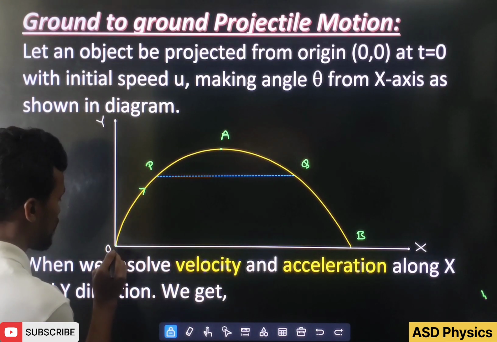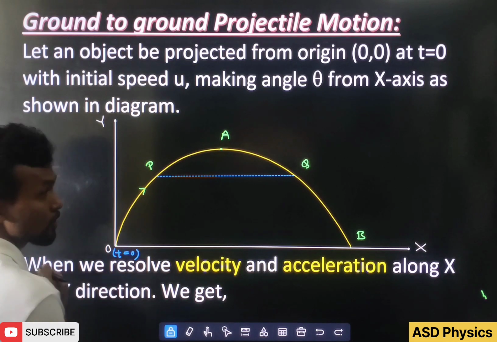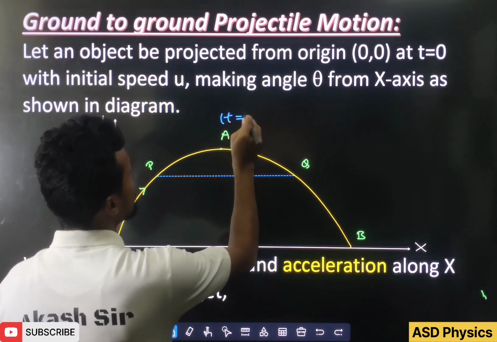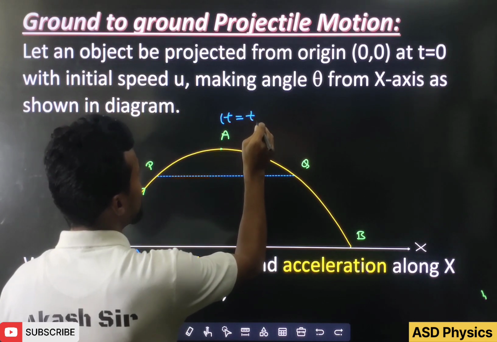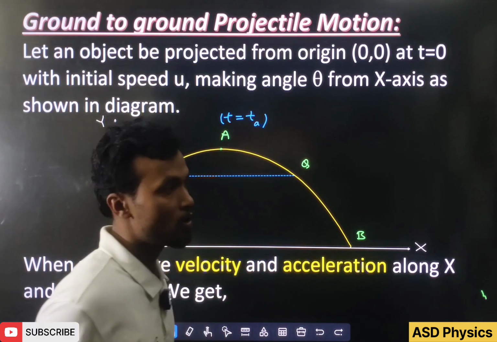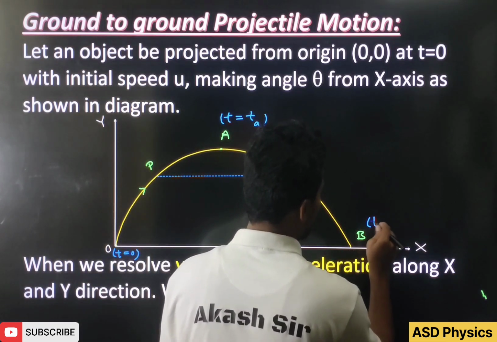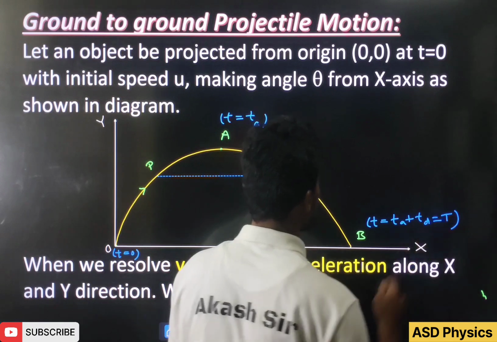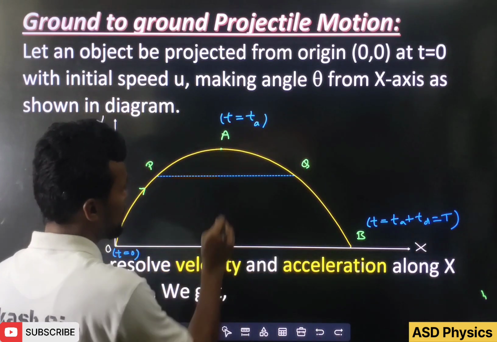If the body is projected at time t equal to 0, you can see from O to A the body keeps on going up. So the time taken to move from O to A will be called the time of ascent. A to B will be called the time of descent, and the total time will be T equal to TA plus TD. I am just telling the basics, capital T here. And this will be the maximum height.